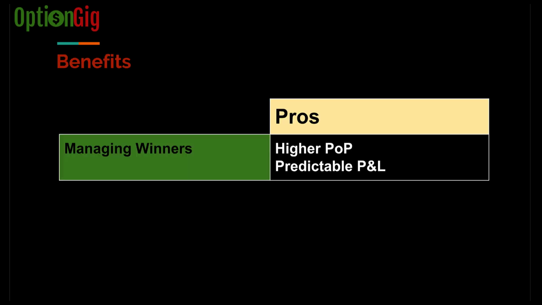All right. So what are the benefits? If you manage winners sooner, then you get a higher probability of profit. Like I had mentioned earlier, when we initially open a trade, we look at a probability of profit of 70%. But if you actively manage your winners, you could increase the probability of profit to 80 to 85%. It will also give you predictable P&L because you know that you will be exiting the trade at 50%.